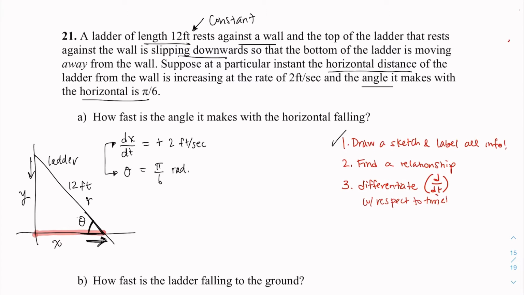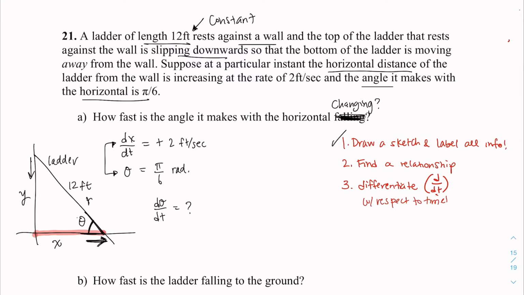Okay, so the question is, how fast is the angle that the ladder makes with the horizontal falling? Okay, that doesn't make sense. Angles don't fall. That's a typo. Change that to how fast is the angle that it makes with the horizontal changing. So translation, what are they asking us for in symbols? Well, how fast is the angle changing? They're asking for dθ/dt. So look at what we're given.